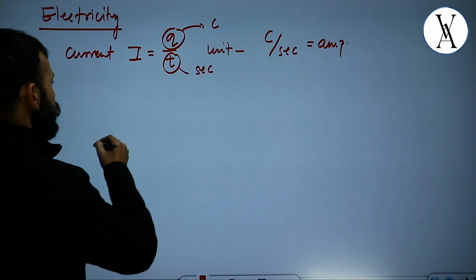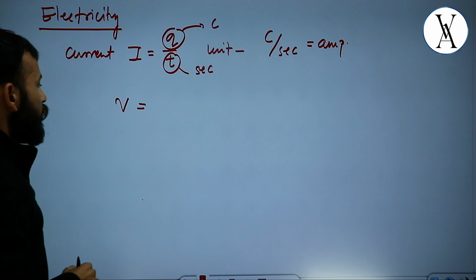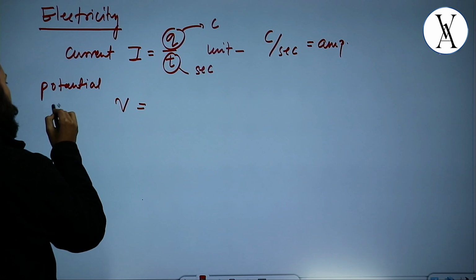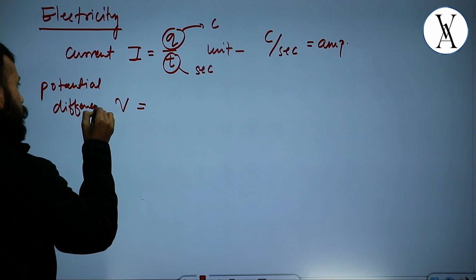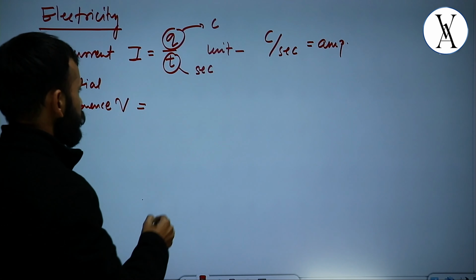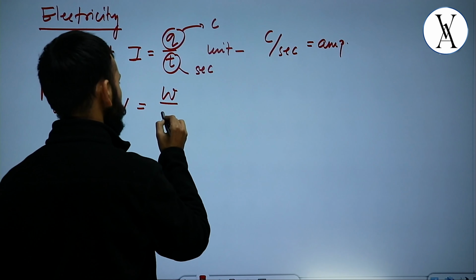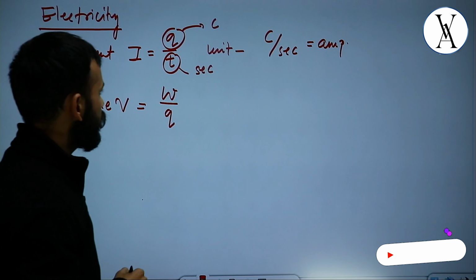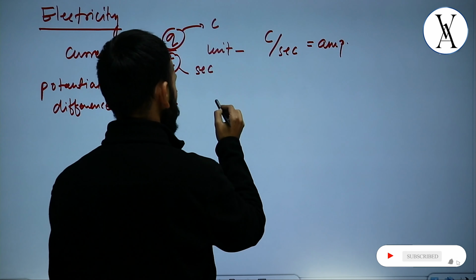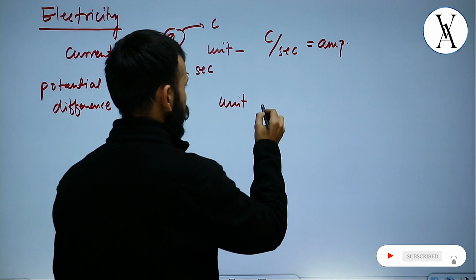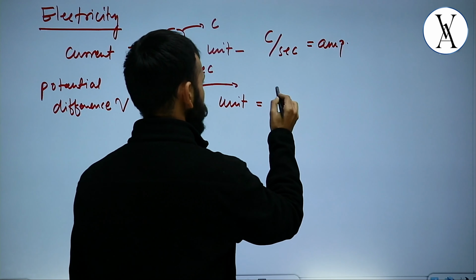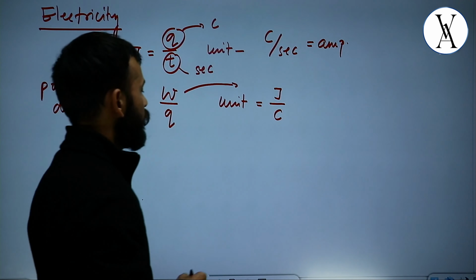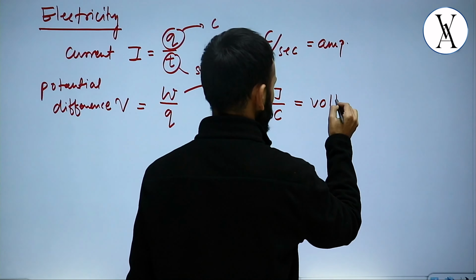Now the second term is potential. Potential difference can be defined as the work done to move a unit charge through a cross-section area of a conductor. The unit of potential can be written as work unit joule and charge unit coulomb, so it will be joule per coulomb. It can be written as volt.